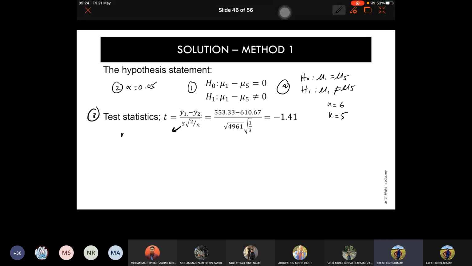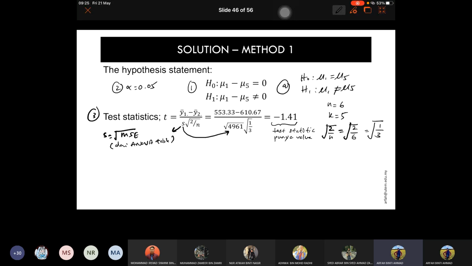S yang ini MSE. S sama dengan root MSE dari Anova table. Tu yang dapat S ni sama dengan root 4961. Okay, so root 2 per N, that means root 2 per N sama dengan root 2 per 6, sama dengan root 1 per 3. That is why you get 1 per 3 and this is your test statistik punya value. So dapat test statistik dia negatif 1.41.